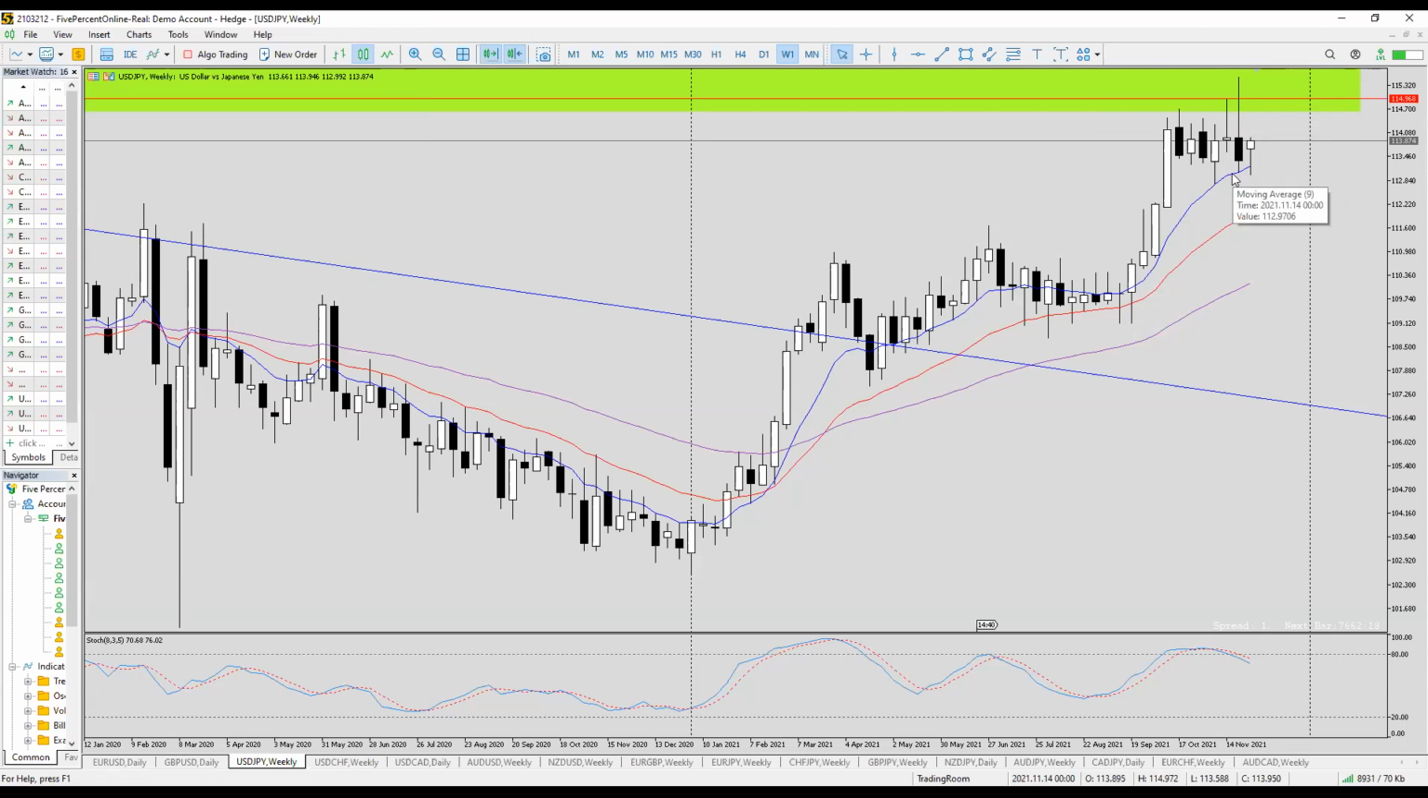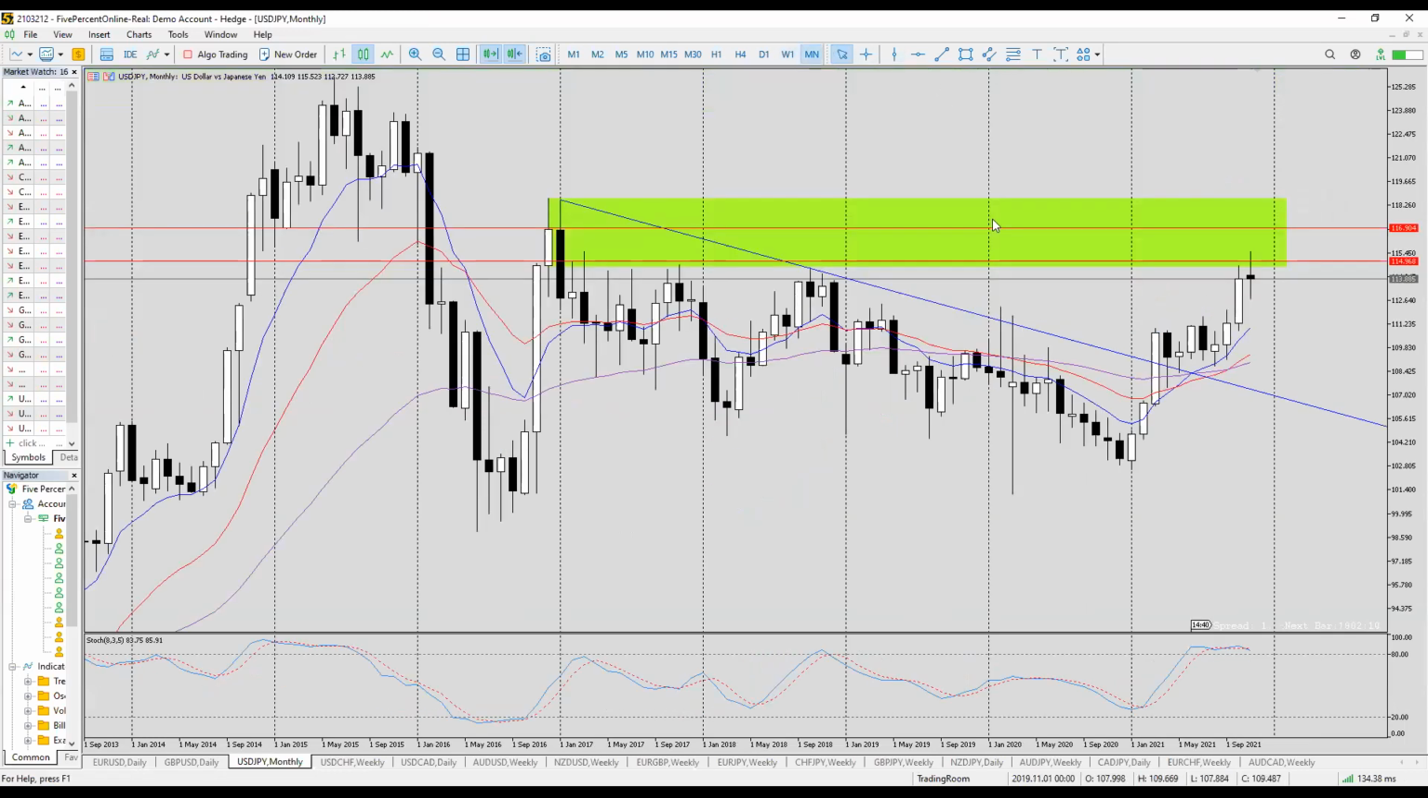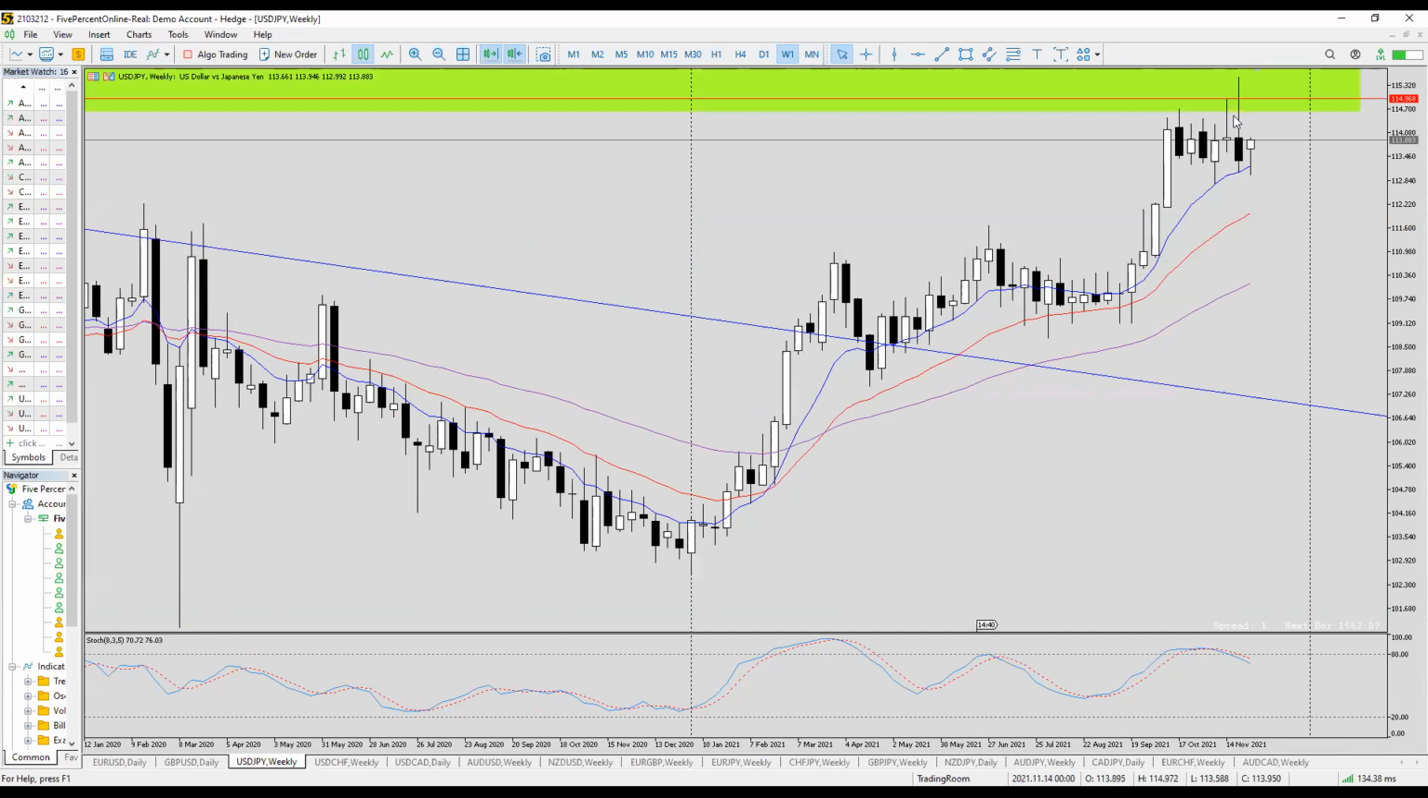On the other hand, it's still coming from this supply zone, this big monthly supply zone. It's still giving us some bearish candles or reversal candles. But again, on the other hand, it's sitting on top of the 9 EMA, and for now, the moving average is holding it to the upside.